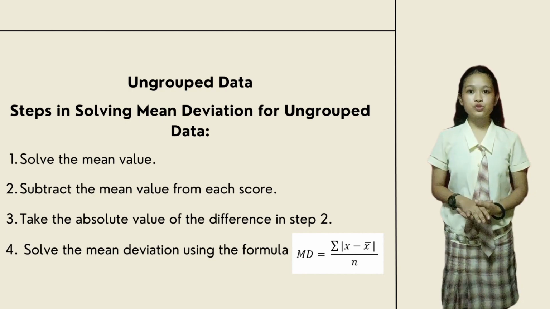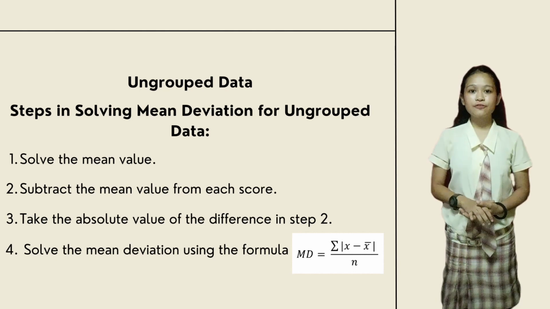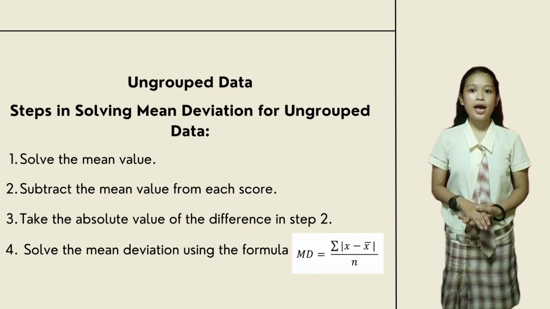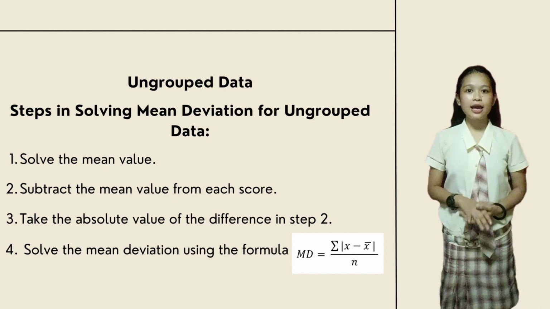First, we have to solve for the mean value, and then subtract the mean value from each score. The third step is to take the absolute value of the difference in step 2. And then lastly, solve the mean deviation using the formula MD equals the sum of the absolute value of x minus x bar divided by n.